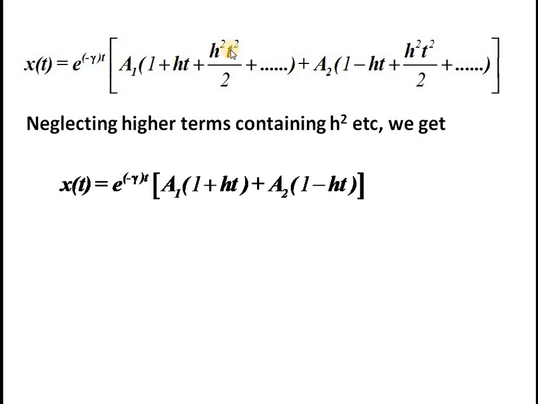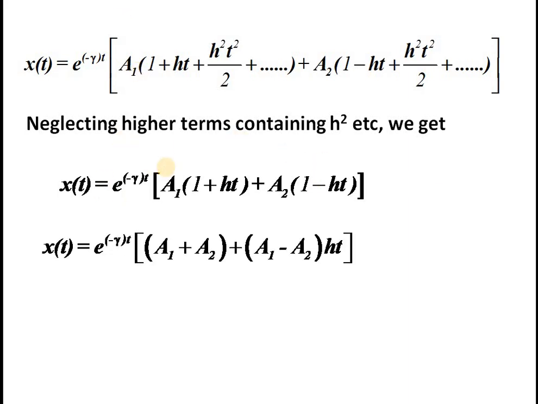Other higher terms are neglected, because if the number is small, then its square will be much smaller than the number itself. Because 0.1, if you square it, we will get 0.01. That is much smaller than 0.1. Because of that reason, you write like this. I hope the idea is clear.